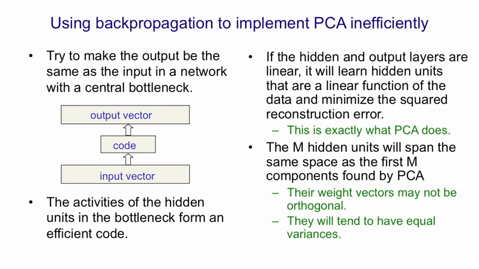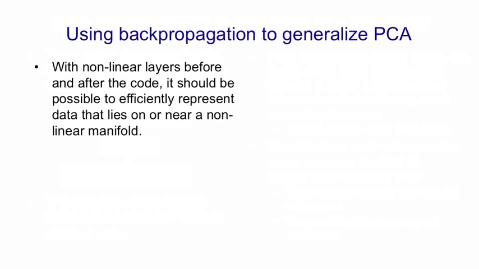It's just that if we use stochastic gradient descent learning for this network, it will typically be much less efficient than the algorithm used for principal components, although if there's a huge amount of data, it might actually be more efficient. The main point of implementing principal components analysis using backpropagation in a neural net is that it allows us to generalize principal components analysis. If we use a neural net that has nonlinear layers before and after the code layer, it should be possible to represent data that lies on a curved manifold rather than a linear manifold in a high-dimensional space. And this is much more general.